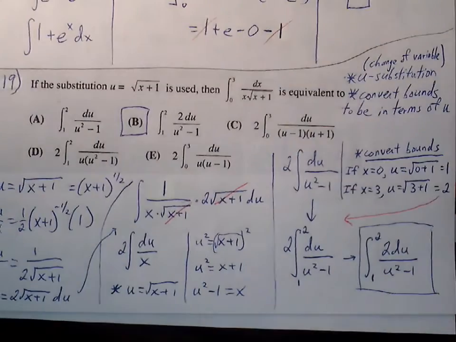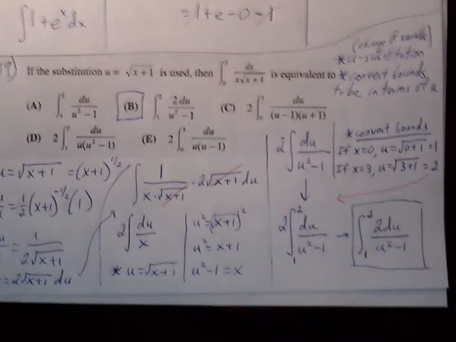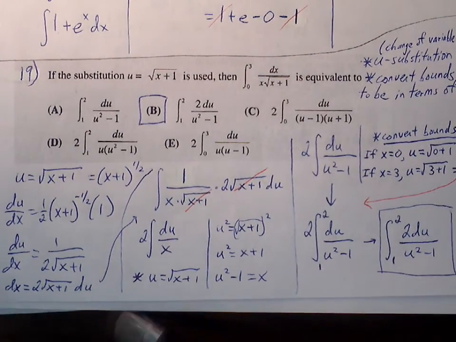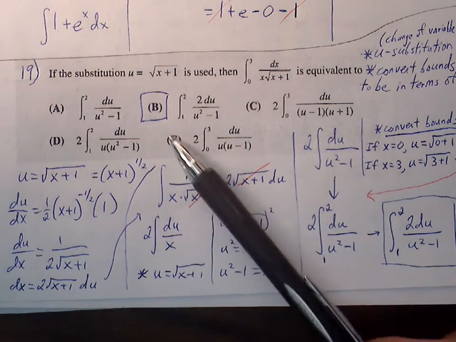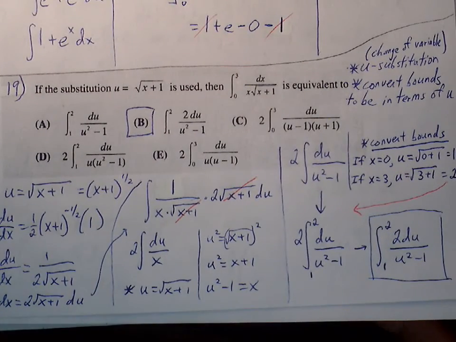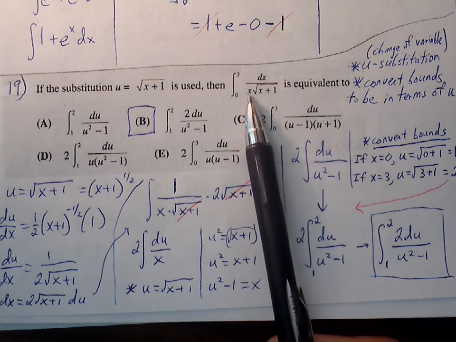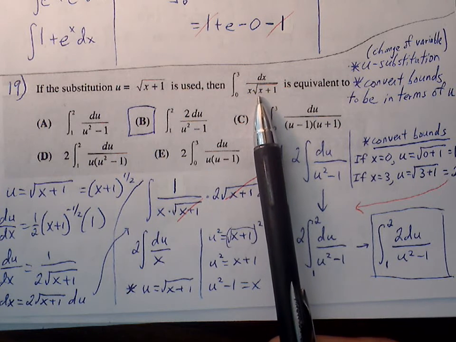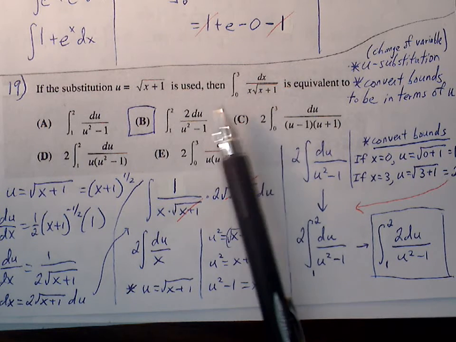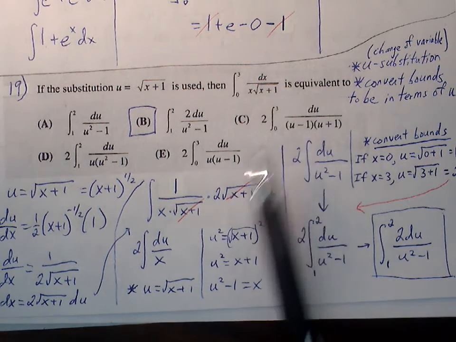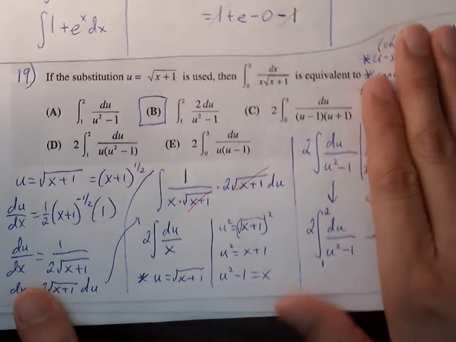Okay, last one here. This is a popular type of problem that has shown up on AP exams quite a bit, so let me go through this in detail. If the substitution of u equals square root of x plus 1 is used, then the definite integral from 0 to 3 of dx over x square root of x plus 1 is equivalent to. So we look at how this problem is set up. This is not something that we can expand, so we're going to have to go through u substitution. We'll let the u value be square root of x plus 1, because that's what the problem is telling us to do. And let's see what results out of that.